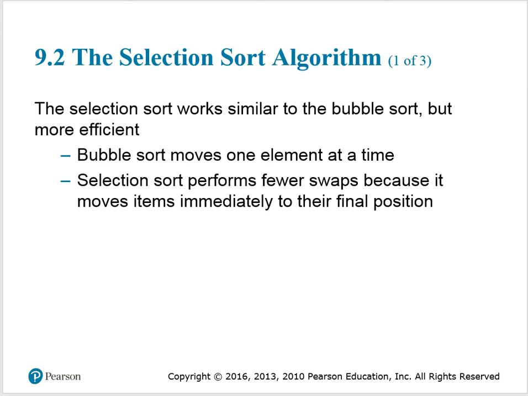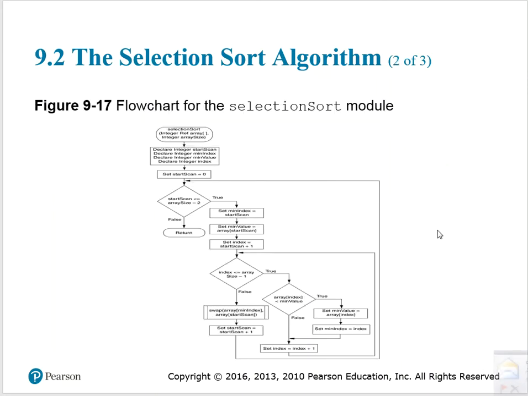more efficient. Bubble sort moves one element at a time, but selection sort performs fewer swaps because it moves items immediately to the final position. It is a sorting algorithm that is much more efficient compared to bubble sort, because it goes through the steps in an array, moving each value to the final sorted position. As you can see here, this is an example of a selection sort algorithm.